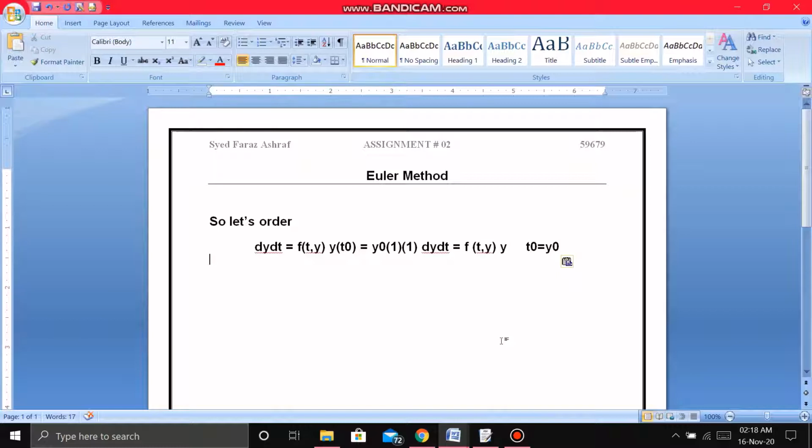Similarly, if we talk about the tangent line, we have the tangent line y = y0 + f(t0, y0)(t - t0).